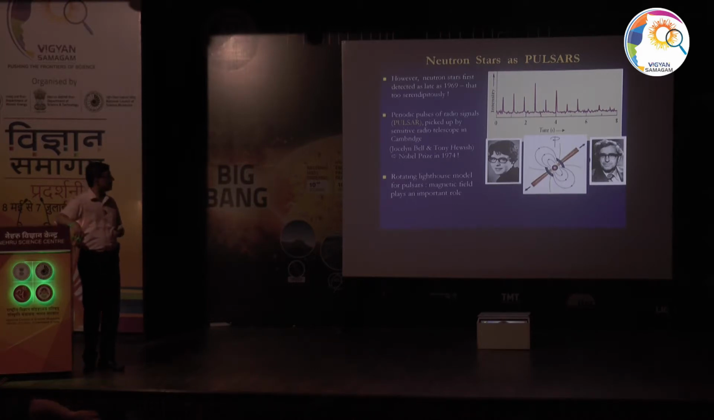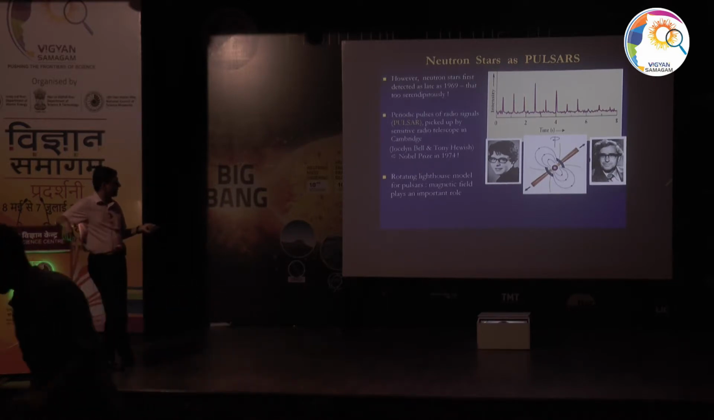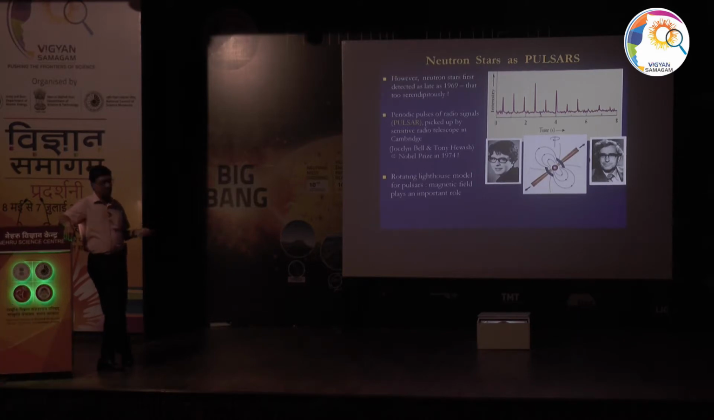So various theories were tried, and finally the only one that has survived all the tests of time, which is that for every such object found, the theory should be compatible with all the properties, was that it must be a rotating neutron star which is producing this. And the model that has come is what is called the lighthouse model.